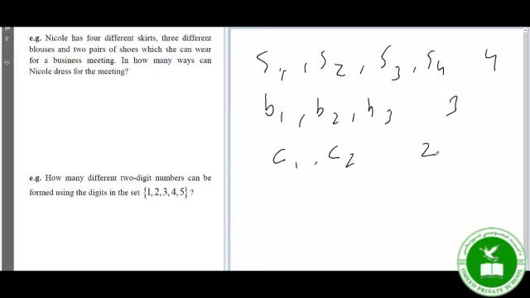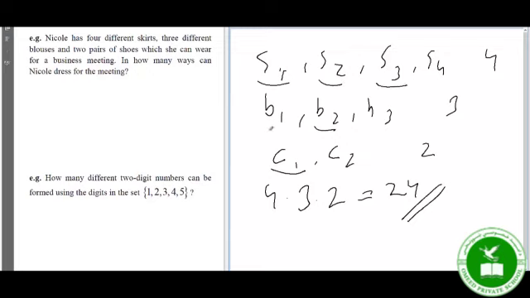we can say C1 and C2, because she has 2 choices for shoes. So the total number of ways she can dress for that meeting is 4 times 3 times 2, which is equal to 24. It means that she can dress for that meeting in 24 different ways. It can be S1 with B2 and C1, or S2, B2 and C1, or S3, B1, C1, and so on, different choices she can dress for that meeting.